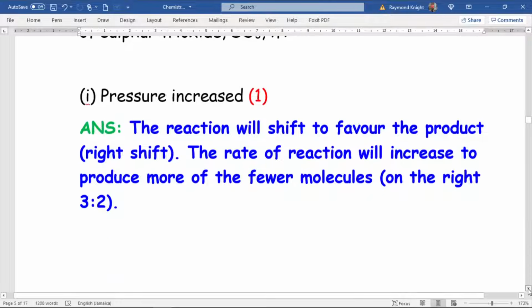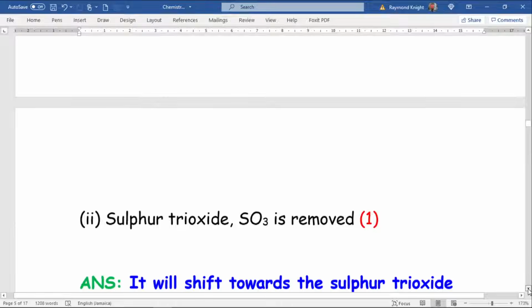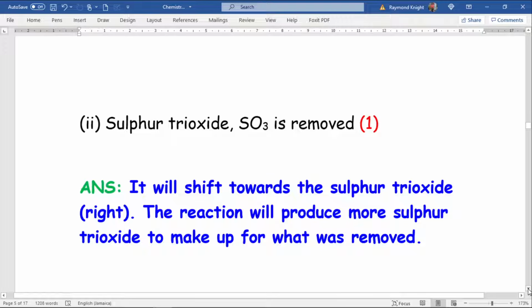All right, now look at this other part of the question right here. Part 2: sulfur trioxide is removed. If you remove sulfur trioxide, again, remember, Le Chatelier's principle is always to achieve a balance. Let's think about the word balance or equilibrium. So if you remove sulfur trioxide, what will happen now? It will also shift towards the right. Why? Simple. Because it wants to replace what was missing to create that balance.